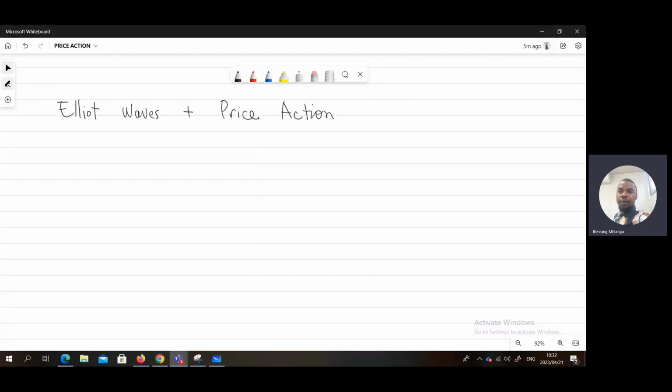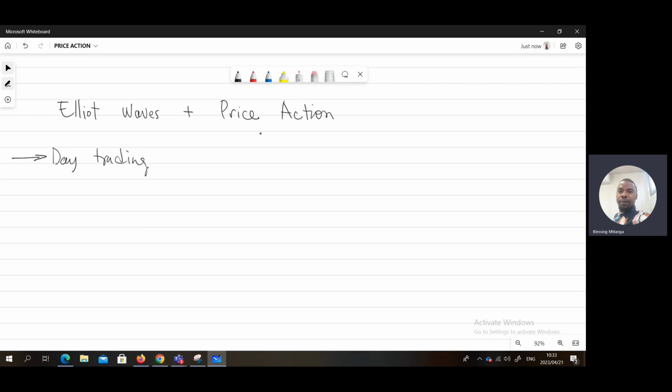How we can make use of Elliott waves and the price action to take day trades. So this video is mainly going to be focusing on the day trades. And in this strategy, we want to take a trade during the trading day at a specific time of the day and then every day of the week.